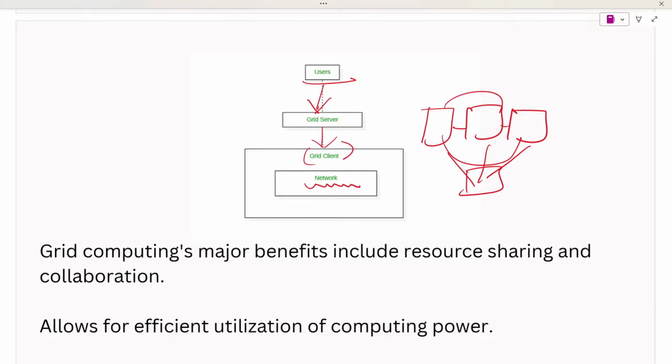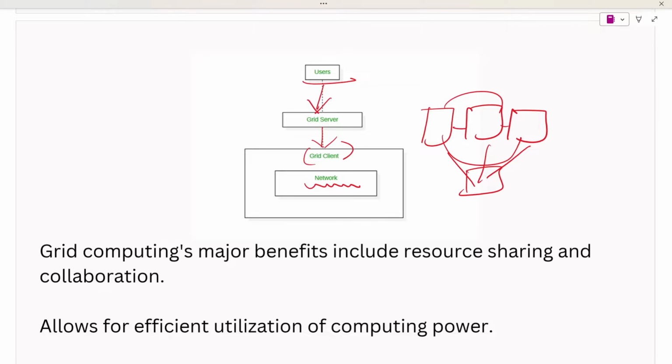Grid computing's major benefits include resource sharing and collaboration. By pooling resources from different locations, grid computing allows for efficient utilization of computing power that might otherwise go unused, making it ideal for collaborative projects.